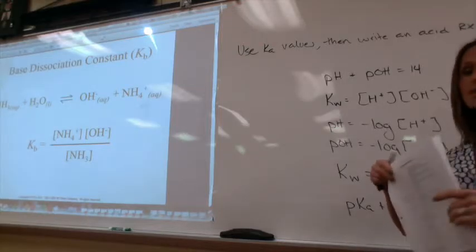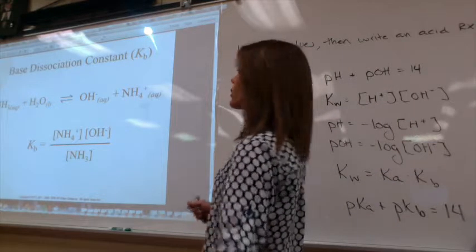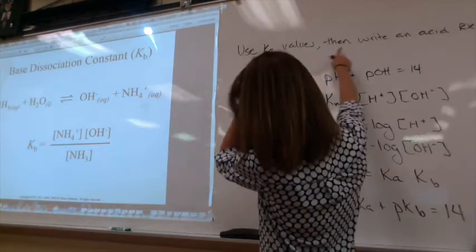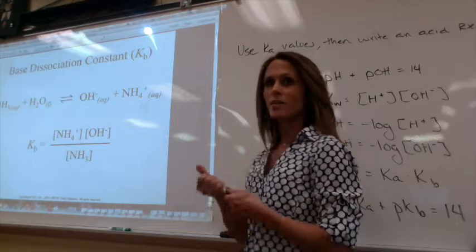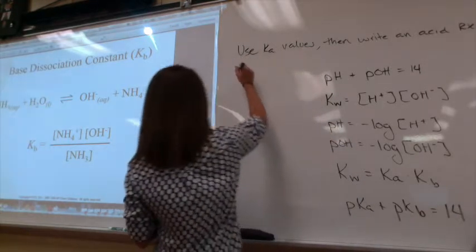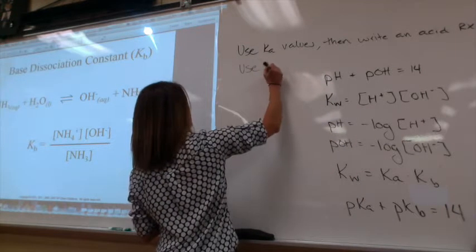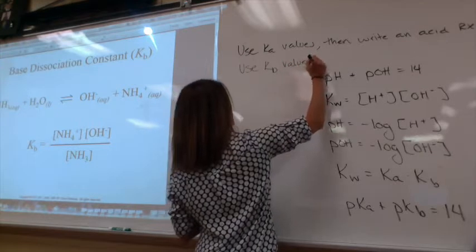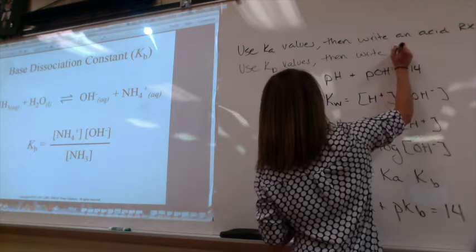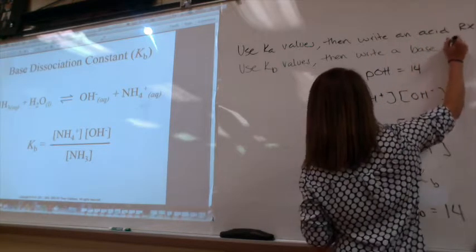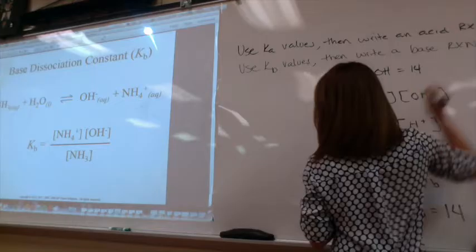All right, so a base dissociation constant. This is what I was saying before. You can use Ka values, but then you write an acid reaction. If I'm going to use a Kb value, then I need to start with a base reaction. So use Kb values, then write a base reaction. That means that you have to start with the base.